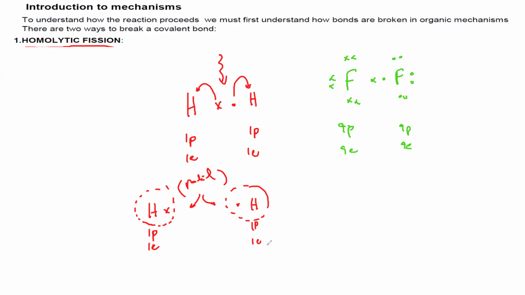The net charge is zero. Why is the net charge zero? Because protons are positive, electrons are negative. So the net charge on the radical is always zero.